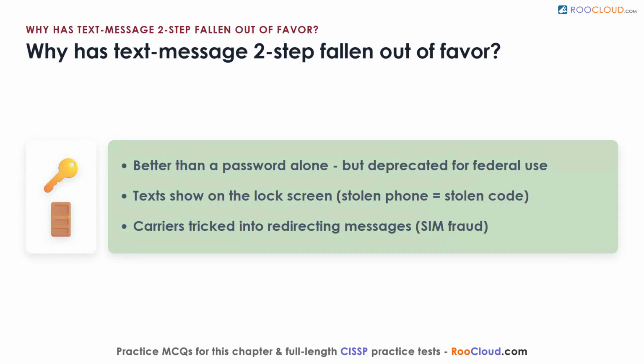Why has text message two-step verification fallen out of favor? Sending a one-time code by text message is better than a password alone, but the Standards Institute has deprecated it for federal use. Phones show text on the lock screen, so a stolen device hands the code straight to a thief. Worse, an attacker can trick a mobile carrier into redirecting your messages, sometimes through fraud that hijacks your subscriber identity module card. Picture a mailbox with no lock where anyone glancing over can read your one-time codes.